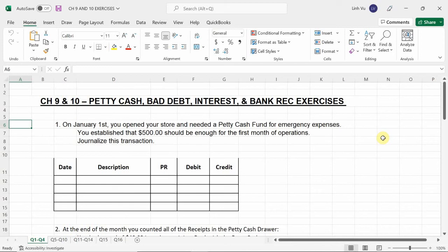Number 1. On January 1st, you opened your store and needed a petty cash fund for emergency expenses. You established the petty cash fund to be a total of $500. That should be enough for the first month of operations. So journalize this transaction.